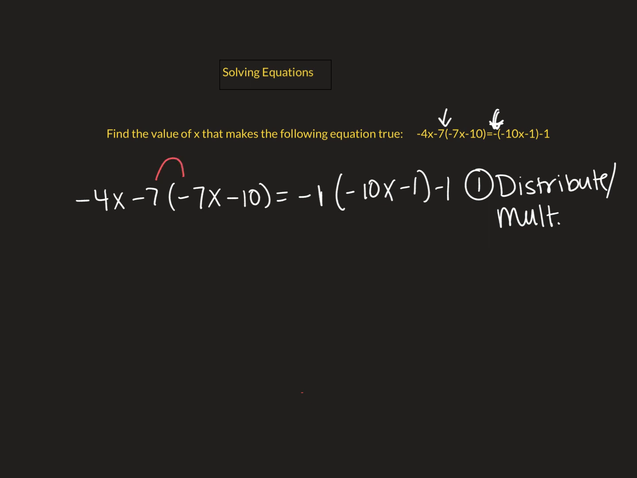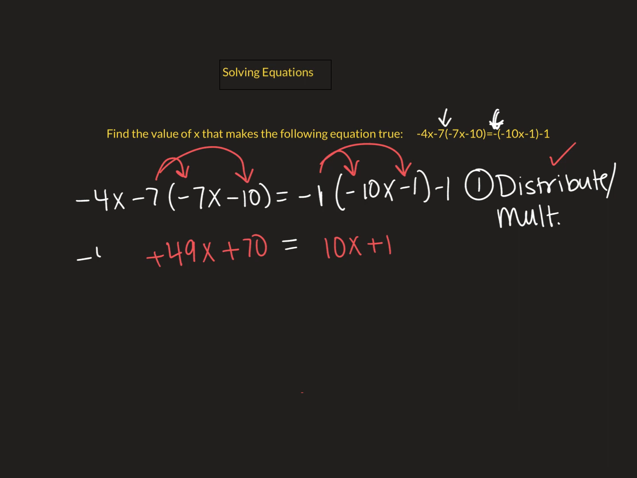I'm going to start on the left side. Negative 7 times negative 7, it's a positive 49x. Negative 7 times negative 10, that's a positive 70. Then on the right side of the equation, I have negative 1 times negative 10, that is a positive 10x. Then negative 1 times negative 1, that is a positive 1. So right there, I just distributed. I'm going to bring everything else down that I did not use.